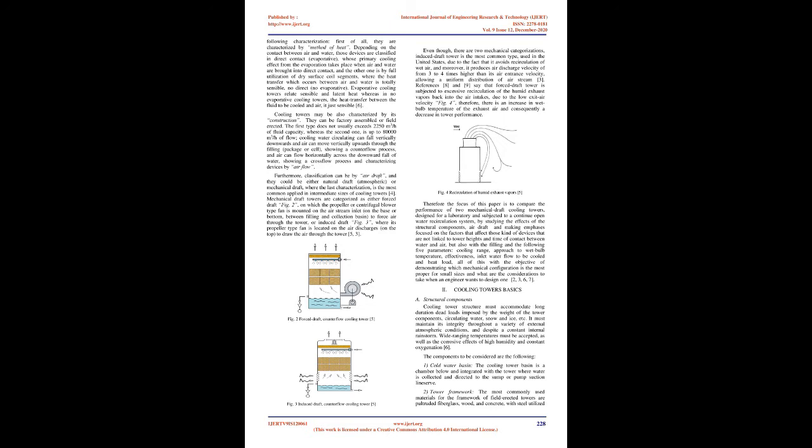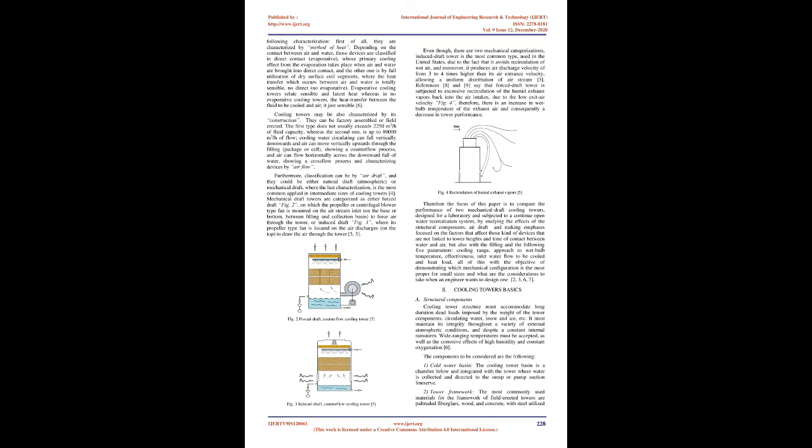Furthermore, classification can be by air draft, and they could be either natural draft, atmospheric, or mechanical draft, where the last characterization is the most common, applied in intermediate sizes of cooling towers. 4. Mechanical draft towers are categorized as either forced draft, Fig. 2, on which the propeller or centrifugal blower type fan is mounted on the airstream inlet, on the base or bottom, between filling and collection basin, to force air through the tower, or induced draft, Fig. 3, where its propeller type fan is located on the air discharge, on the top, to draw the air through the tower. 5, 3.